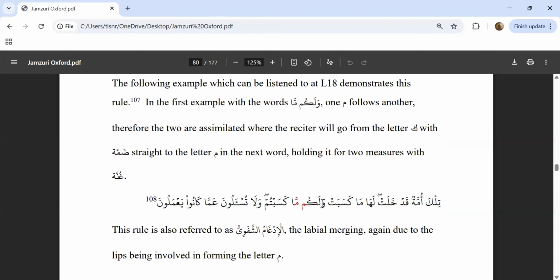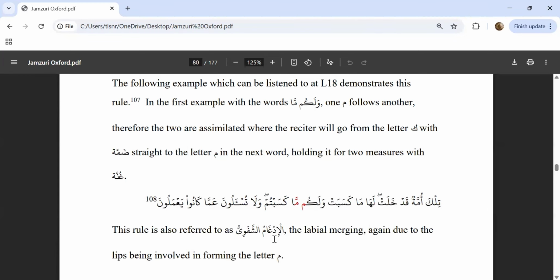So the example that we have here, we can see وَلَكُمْ مَا. That first meem has been left without a sukoon, and then the second has the shadda to tell the reader that the first meem is assimilated into the second meem. So we go straight from the letter kaf with a dhamma straight to the letter meem in the next word, and we hold that for two measures with ghunna.